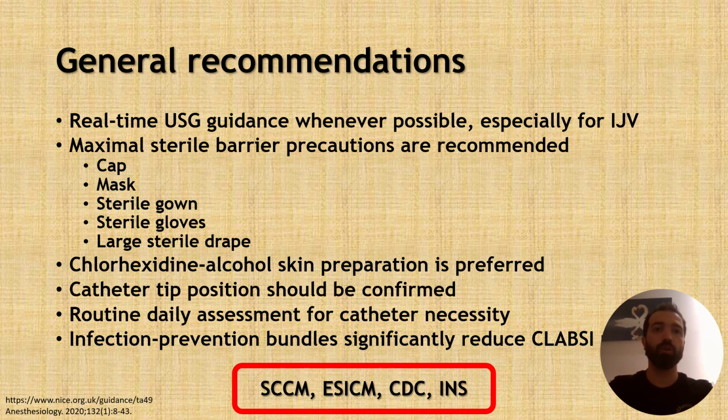They basically recommend similar things, using ultrasound for internal jugular vein whenever possible, and taking maximum sterile precautions, which include a cap, mask, sterile gown. So it is not only about the gloves. So you have to be completely sterile to perform this procedure. Recommendations also include using chlorhexidine for asepsis and implementing protocols to prevent catheter-associated infections.